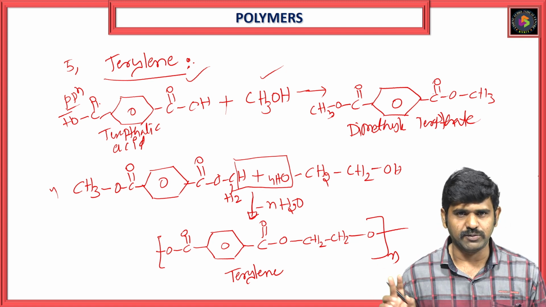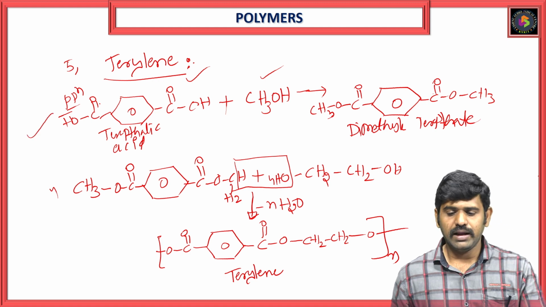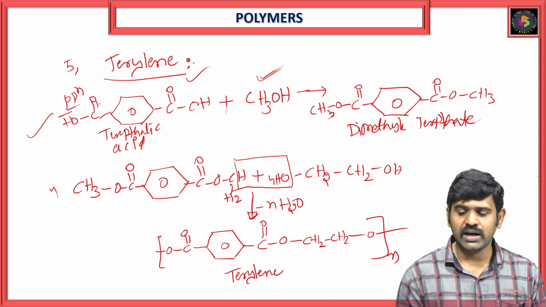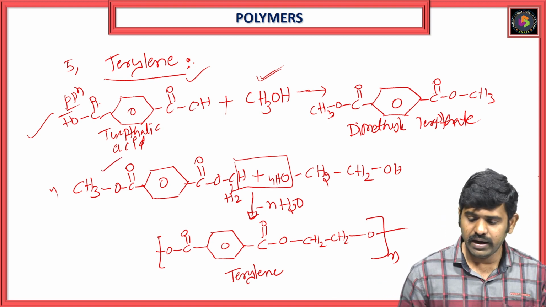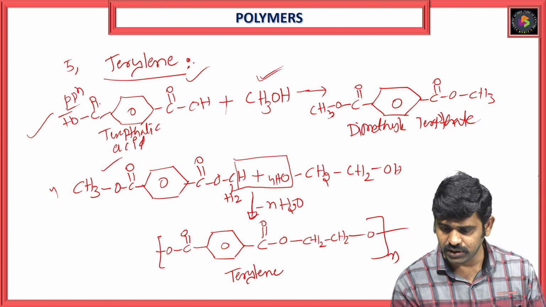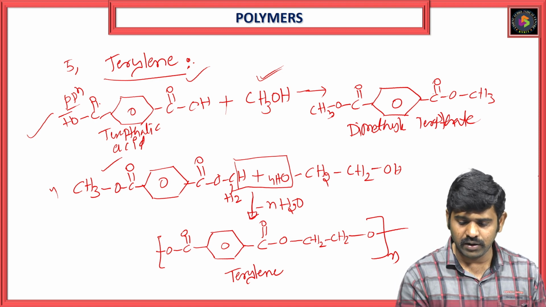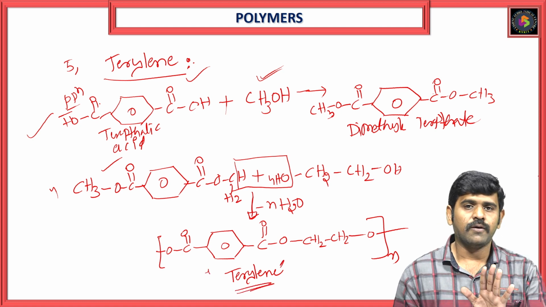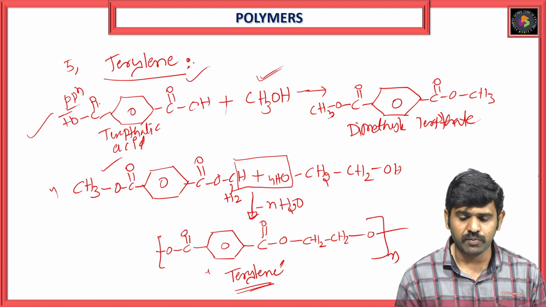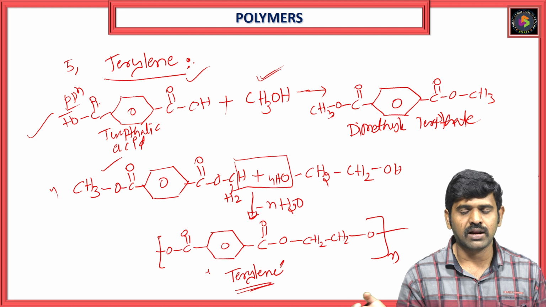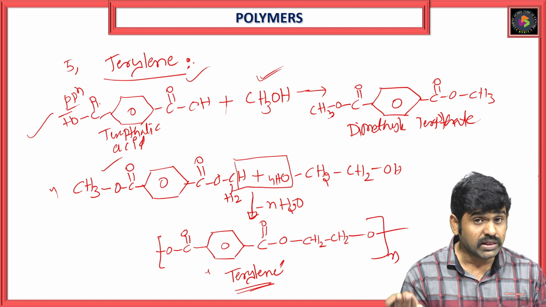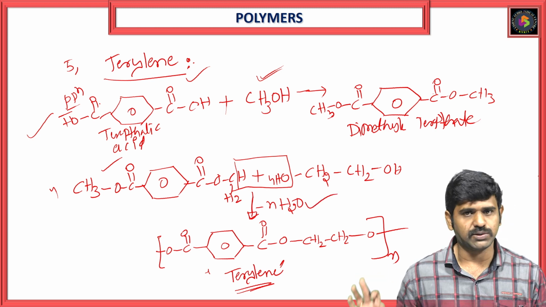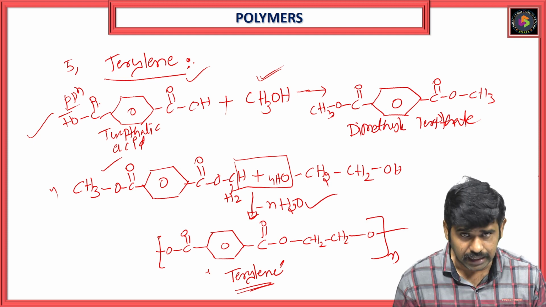It consists of two steps. In step 1, terephthalic acid reacts with methanol and forms dimethyl terephthalate. In the second step, this dimethyl terephthalate reacts with ethylene glycol, CH2OH, and forms terylene. So terylene is also a condensation polymer, formed by the polymerization of monomers with the elimination of atoms or groups. Here loss of water molecule takes place. So this is about terylene.